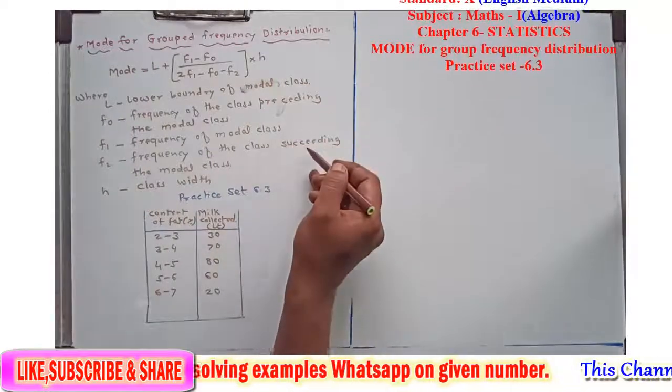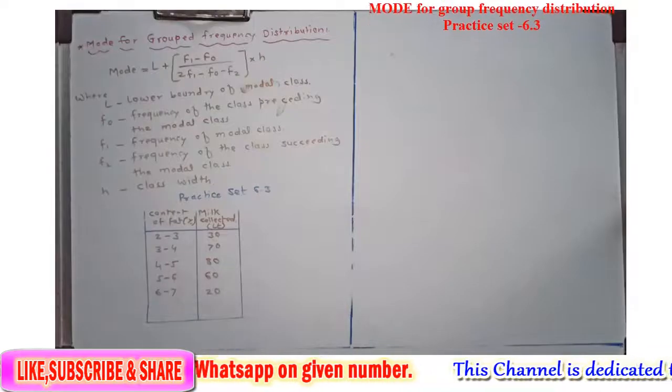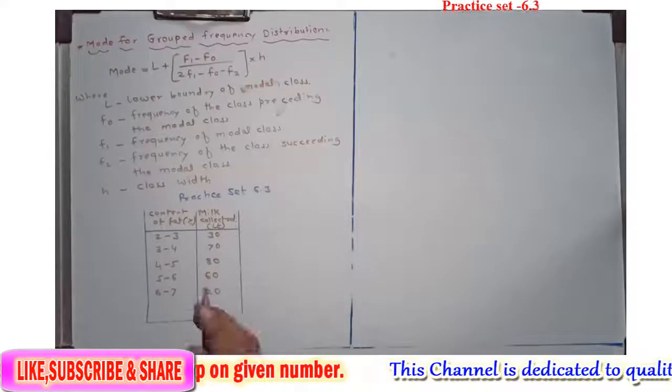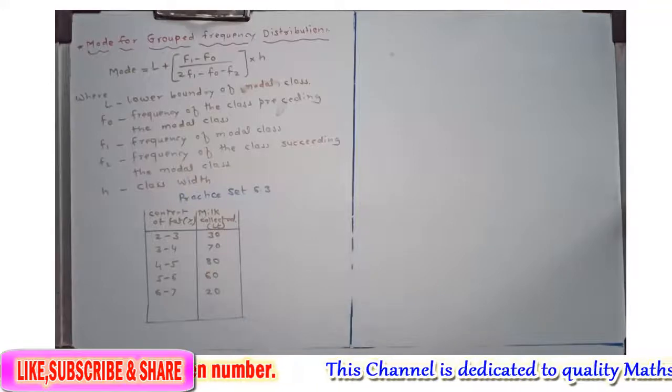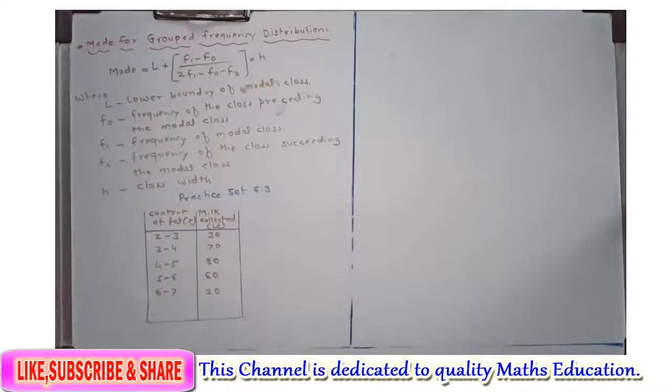अब preceding and succeeding बोले तो जो पहले आएगी मॉडल क्लास की, जो पहले की क्लास होगी उसकी फ्रीक्वेंसी, और सक्सीडिंग बोले तो बाद में आने वाली नेक्स्ट. Okay, and now h is nothing but the class width.